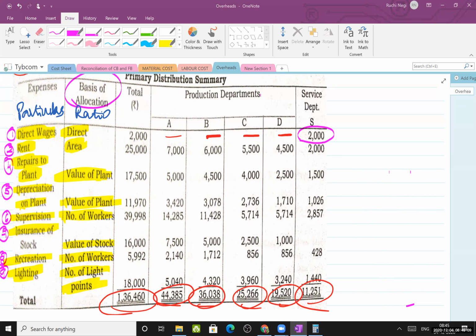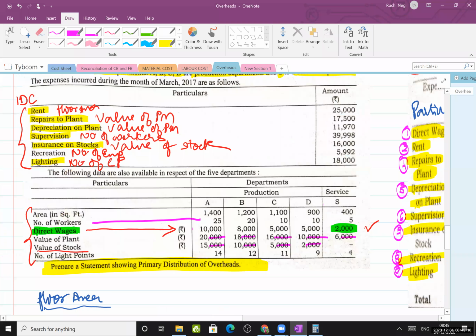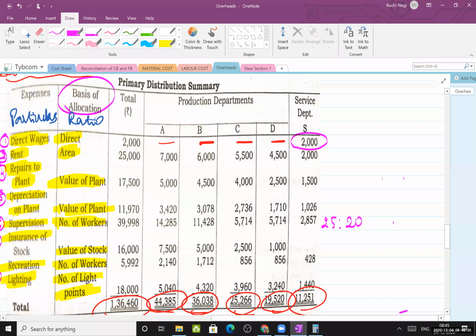Next, supervision. What is the basis? Number of workers. So 25 is to 20 is to 10 is to 10 is to 5. So write down here: 25 is to 20 is to 10 is to 10 is to 5. First total this. 25 plus 20 is 45. 45 plus 10, 55. 55 plus 10, 65. 65 plus 5, 70. Okay, so divide this.